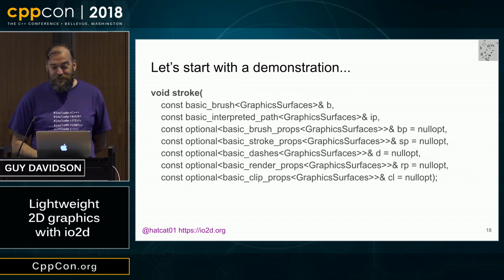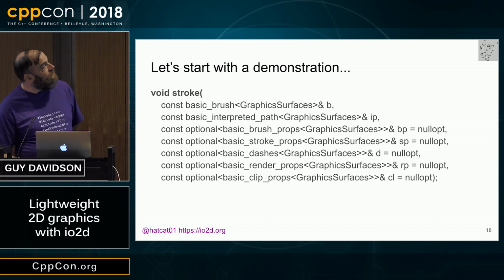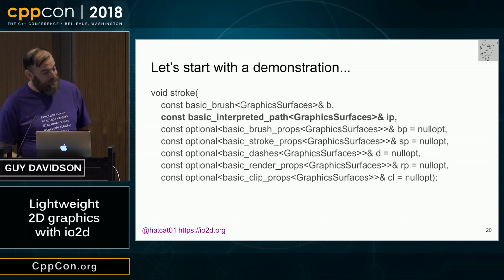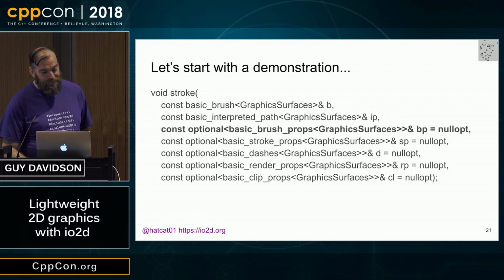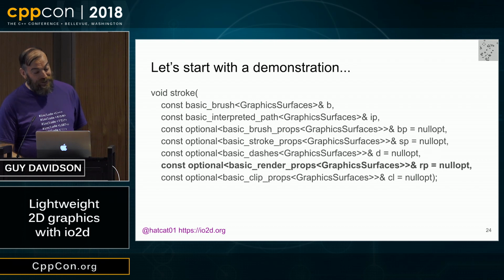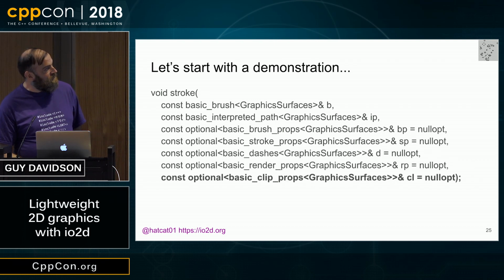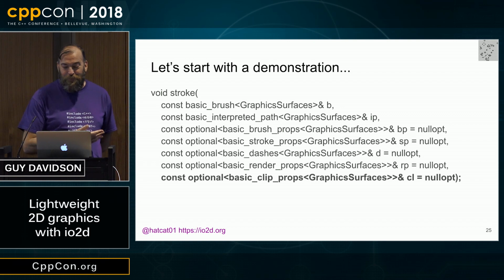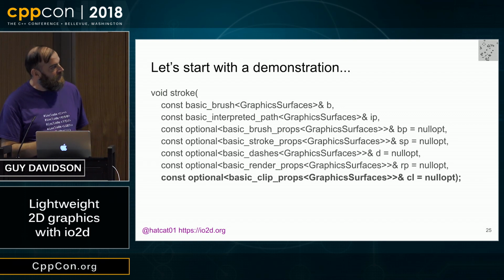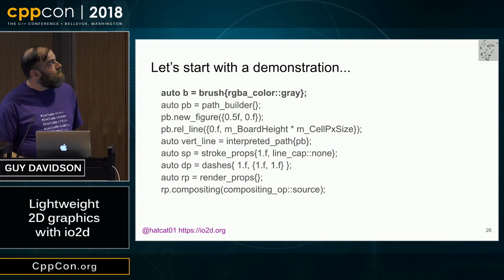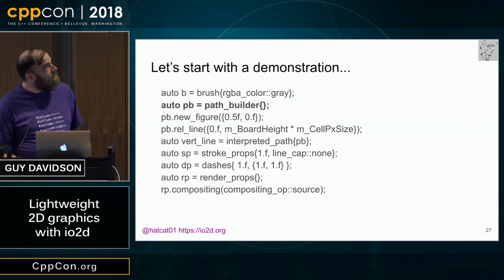Drawing dotted lines requires the use of the stroke function. So let's look at those parameters. We've got a brush, and then we've got a path. We have brush properties. We have stroke properties. Then we've got some dashes and some render properties. And finally, we have clip properties. And you might be looking at those and thinking, what's going on here with all those templates? But there's more on that later. So we can look at these properties individually. So in this case, the brush property is simply a color, grey.